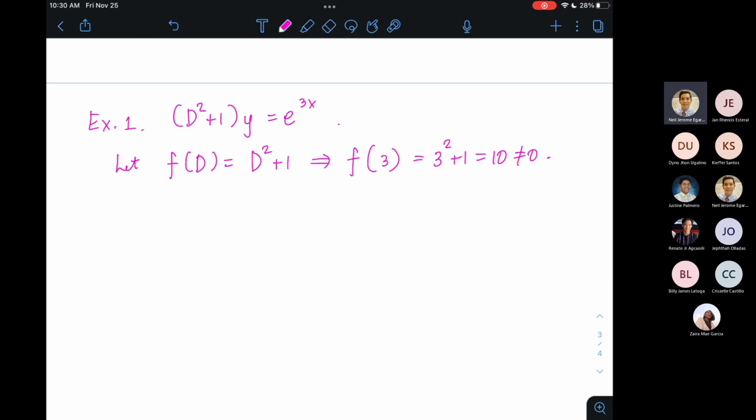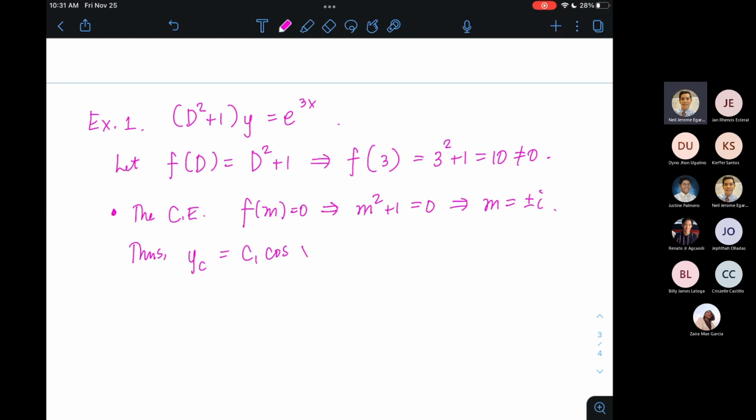Well, that's for the particular solution, so let's go to the first bullet. Now the characteristic to find y sub c, right? So the characteristic equation is f of m equals 0. That means it's m squared plus 1 equal to 0, and the solutions are m equals plus or minus i, two complex roots. From here, we can find the homogeneous solution, y sub c, as c1 cosine x plus c2 sine x. All right, so that's the homogeneous solution.